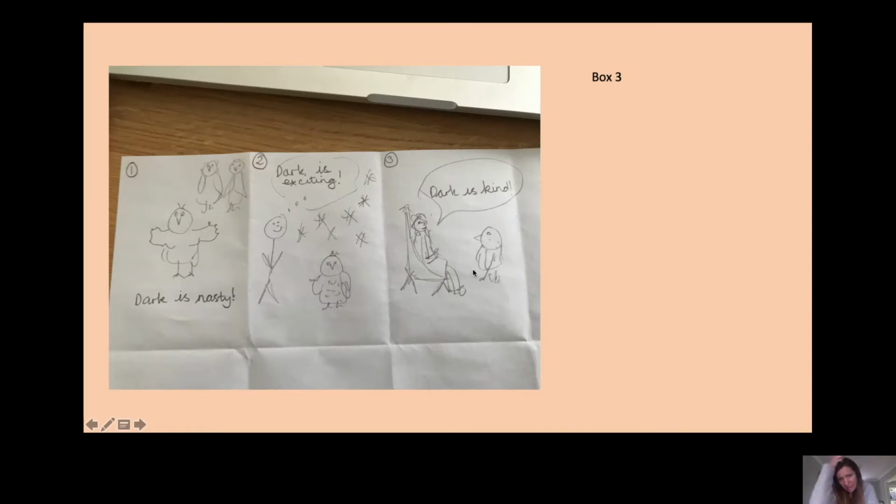So the next person that Plop meets is the old lady. I don't know whether you remember, she's sitting in her deck chair. So he comes down to have a little chat with her, and he says, you know, what do you think about the dark? And she says that dark is kind. And he says, why is that?